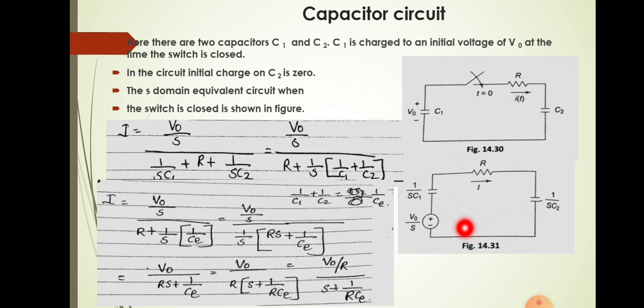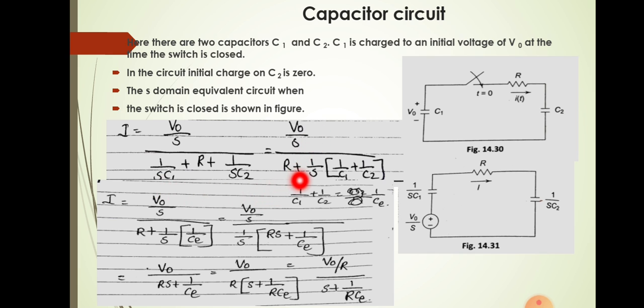By Ohm's law, current is equal to total voltage divided by total impedance or resistance. Here the circuit has capacitors, so we have to consider them as impedances. What is the total voltage? Here there is only one voltage source, V0 by S. The total resistance is 1 by SC1, which is one impedance, plus R, the resistance, plus 1 by SC2, the other impedance. So we can simply represent it as R plus 1 by SC1 plus 1 by SC2. That is the total impedance or total resistance.